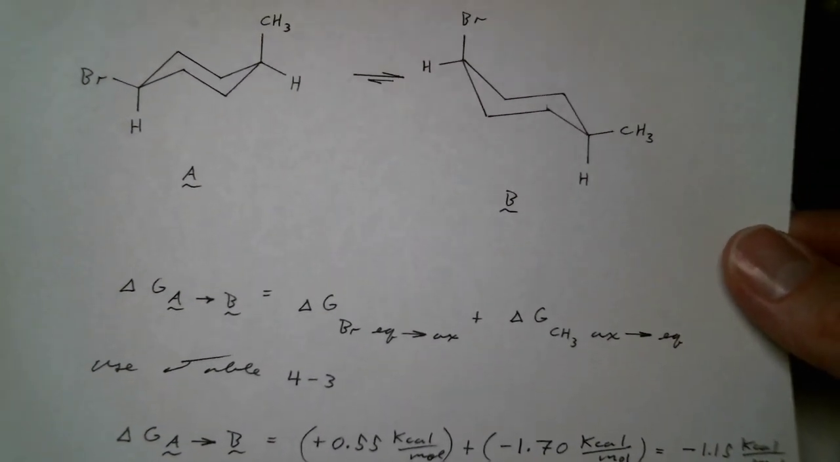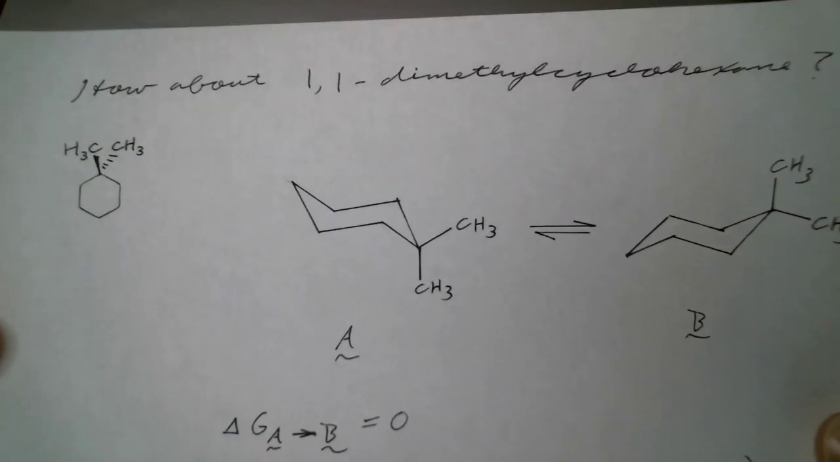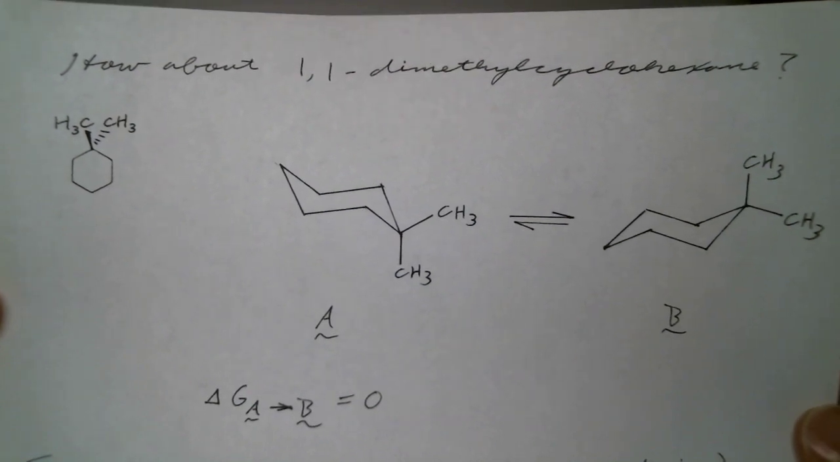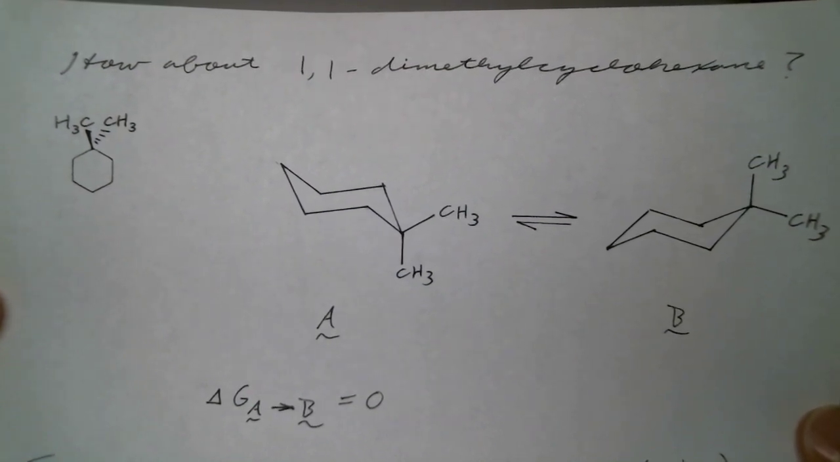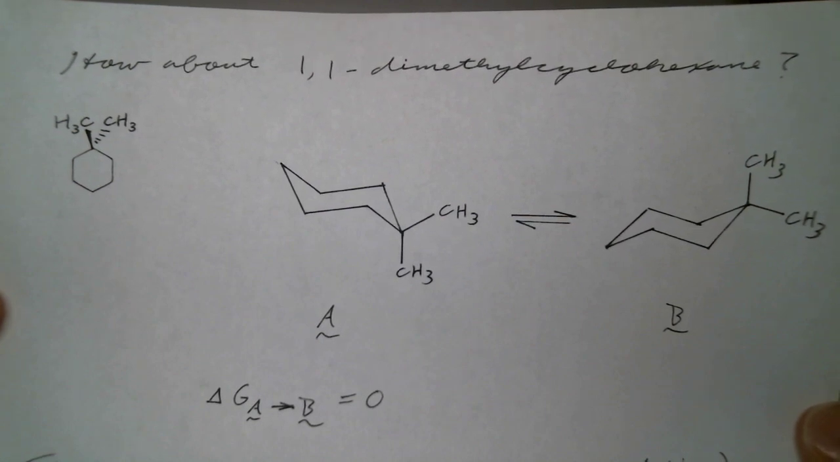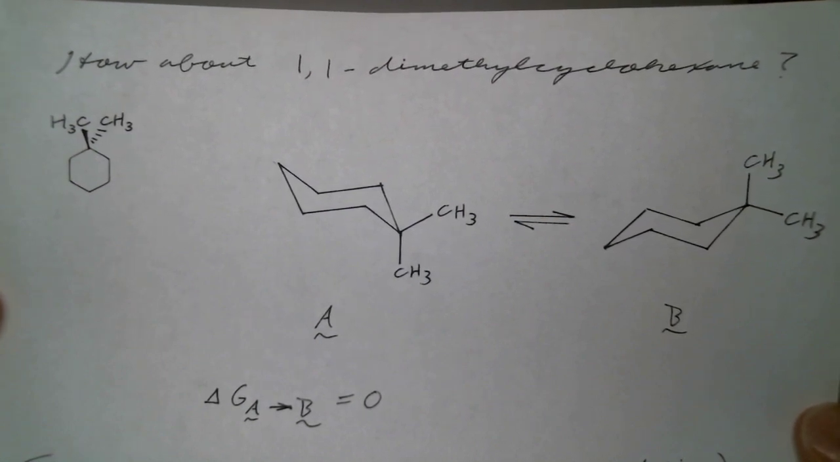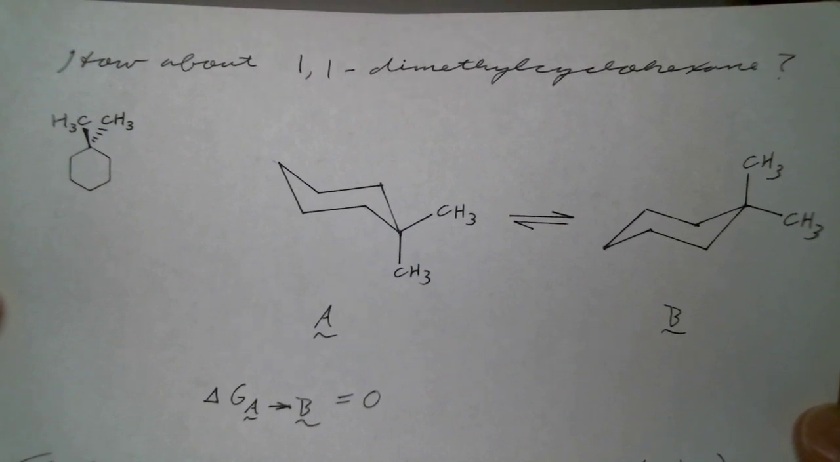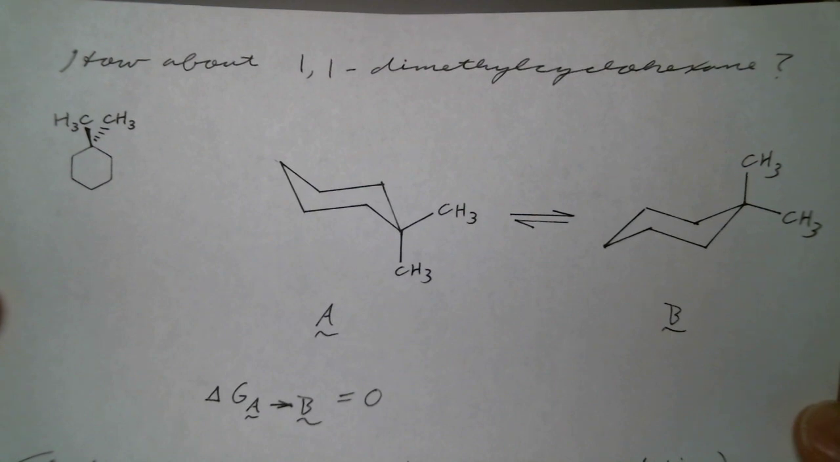Let's see a few other examples while we have time. So how about 1,1-dimethyl-cyclohexane? This is an easy one. Just like our cis 1,4-dimethyl-cyclohexane, for each of these conformers you have one methyl group in an equatorial position and one in axial, and so there's no net change. So delta G for conformation A going to conformation B is 0.